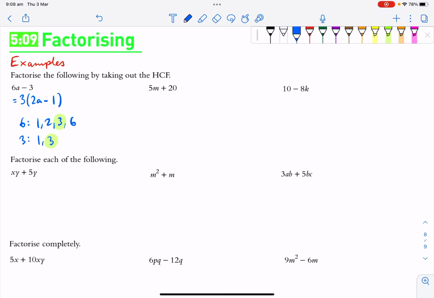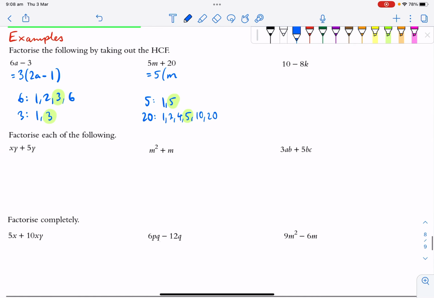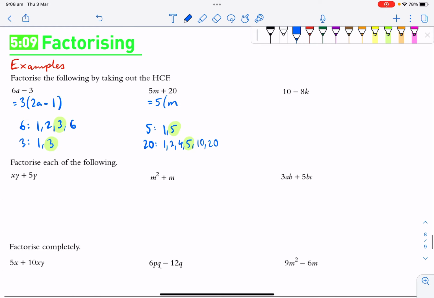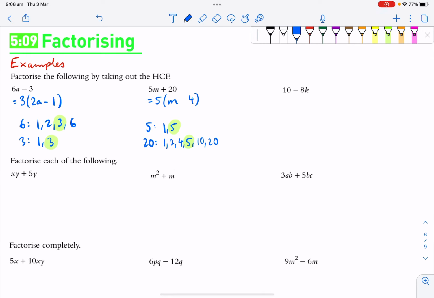We have 5m plus 20. So the numbers I'm observing are 5 and 20. So let's look at the highest common factors. For 5: 1, 5. For 20, we have 1, 2, 4, 5, 10, and 20. And we're looking for the highest number that's common to both, and we can see that it's 5 for both. So that gives us 5, and there's nothing else that we can take out as a common factor. Now all we do is 5m divided by 5, that is going to be 1m. And then 20 divided by 5, which is 4. And then finally, we have a plus in the middle, so we put plus. And that's it.